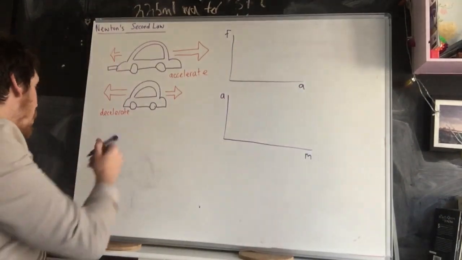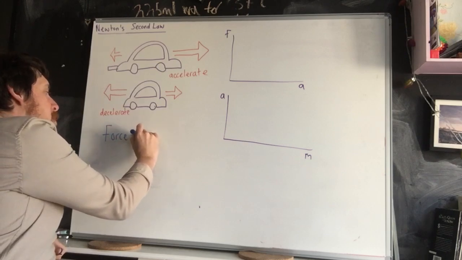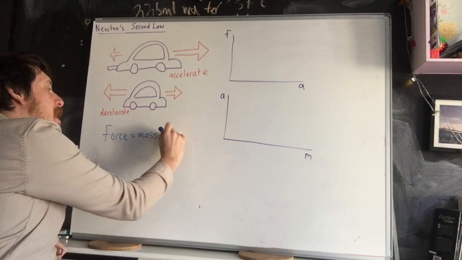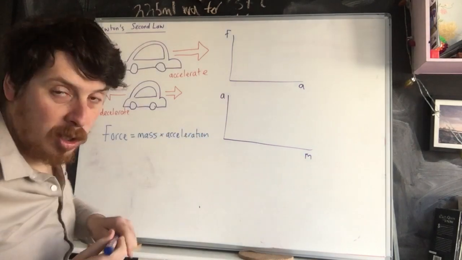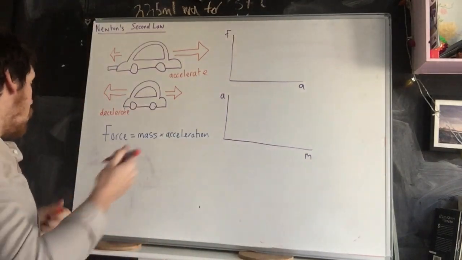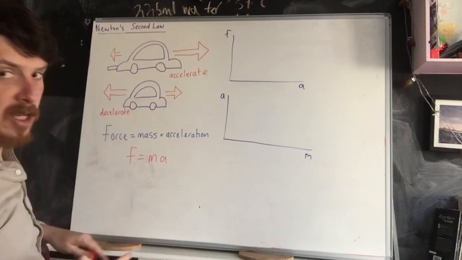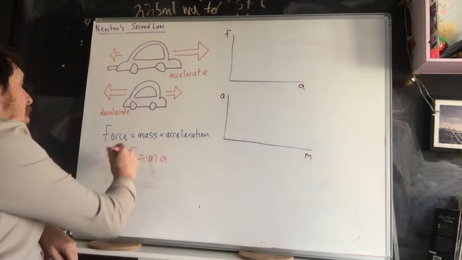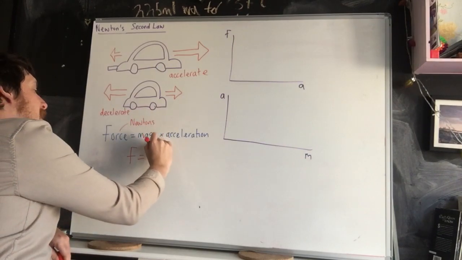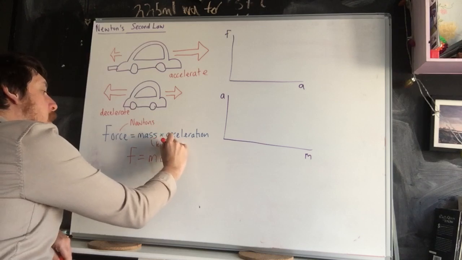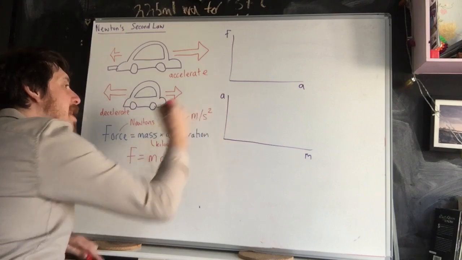The associated equation with this is the force applied is equal to the mass times by the acceleration. And this would be an equation that you would need to recall and learn. So we write this as F equals ma. Force is measured in newtons, mass is measured in kilograms, and acceleration is measured in meters per second squared.